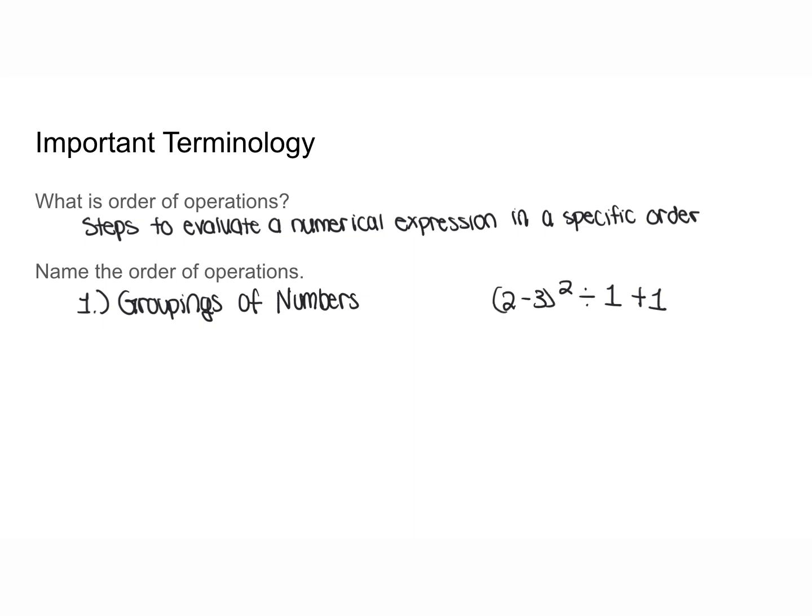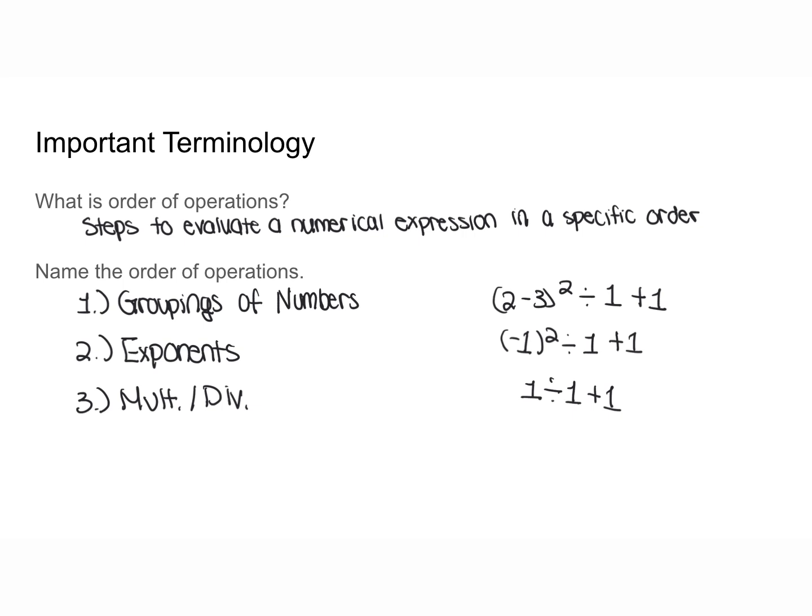So we're going to go ahead and simplify our group of numbers. So we have -1 squared divided by 1 plus 1. We're going to keep going now. So now we take care of our exponents. We have an exponent here. -1 squared is 1. So we have 1 divided by 1 plus 1.